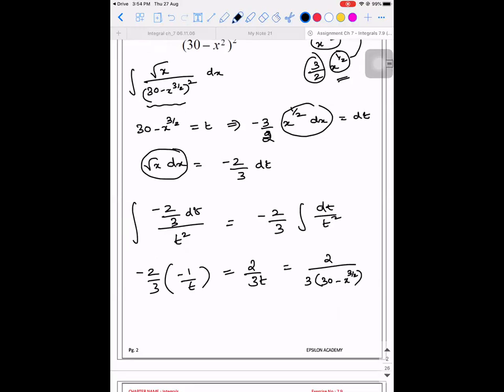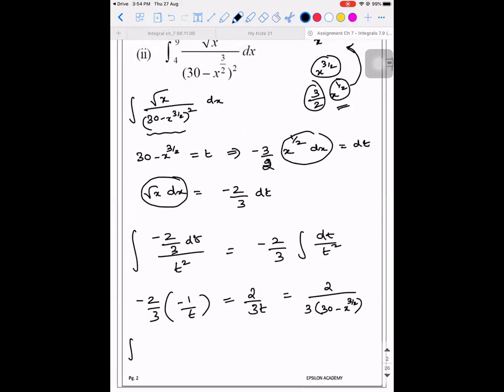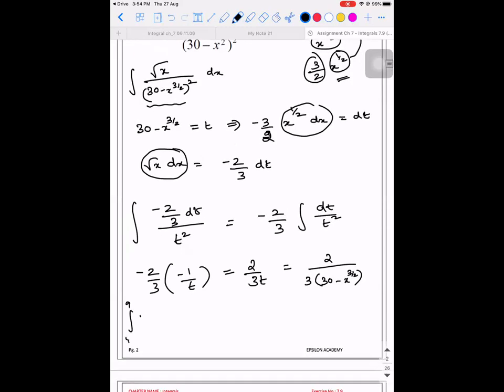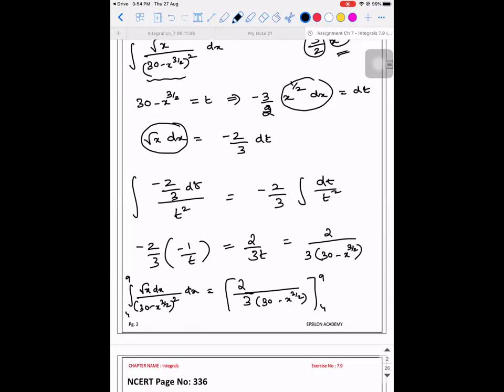So now when I put the limits to the question, that is integral of 4 to 9 root x dx divided by (30 minus x power 3 by 2) the whole square dx is nothing but 2 by 3 into (30 minus x power 3 by 2), from where to where? 4 to 9. So what will come out?